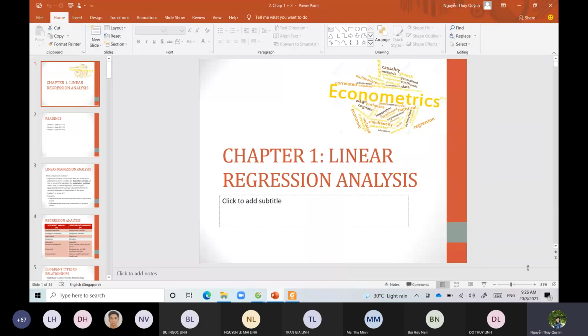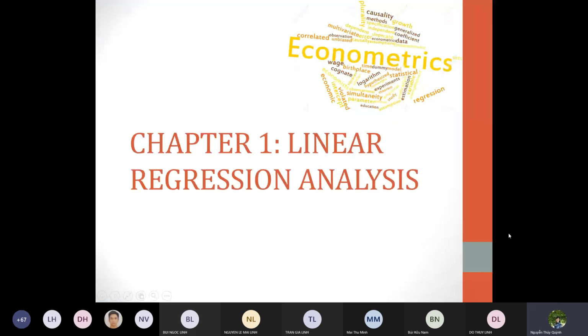All right, so in the previous lecture, we have discussed the definition of econometrics, and we know that regression analysis is a common tool in econometrics to help us investigate or understand the relationship between variables. So today we will spend more time discussing what regression analysis is and how it can help us understand the relationship between variables.